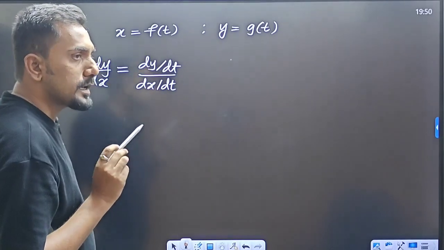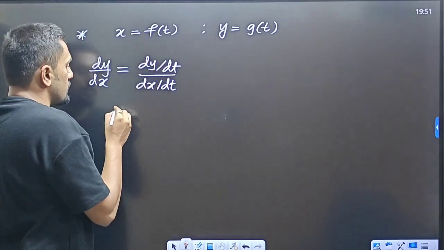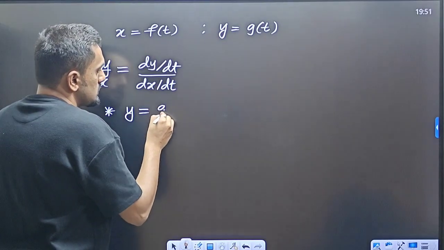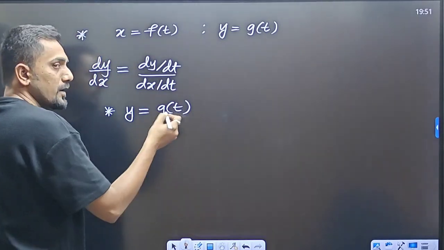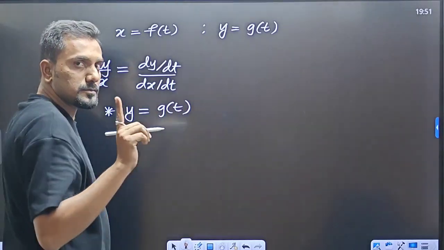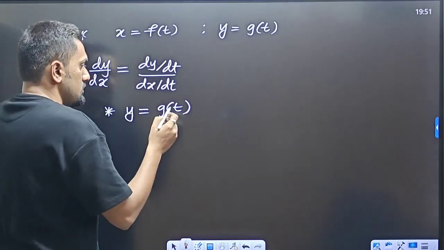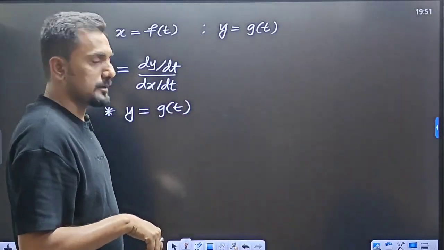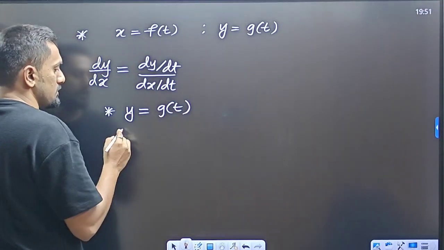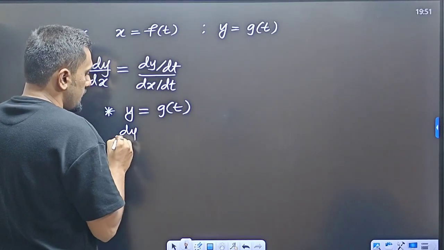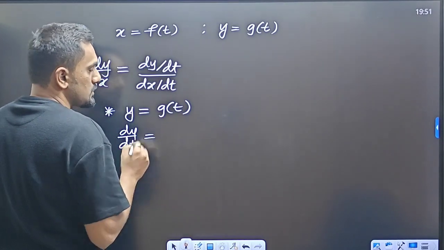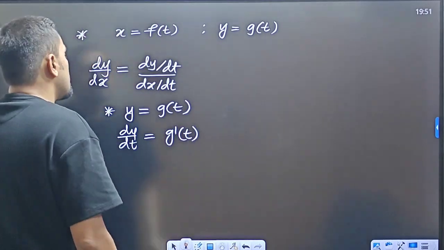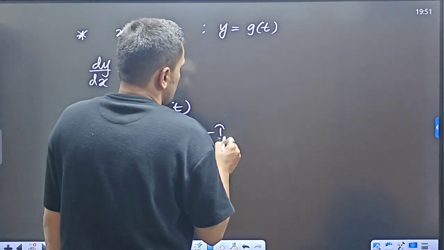For that, I should consider the given functions. First let me differentiate y. Y is equal to g of t. If I differentiate this with respect to t, keep in mind, with respect to the third parameter we have to differentiate. Then this becomes dy by dt is equal to g dash of t. Okay, call this equation 1.